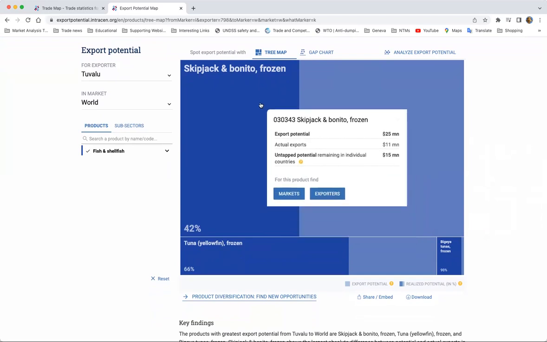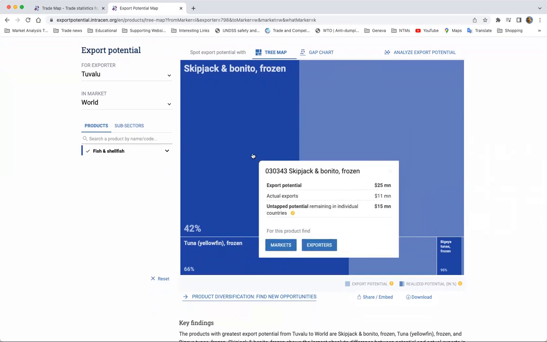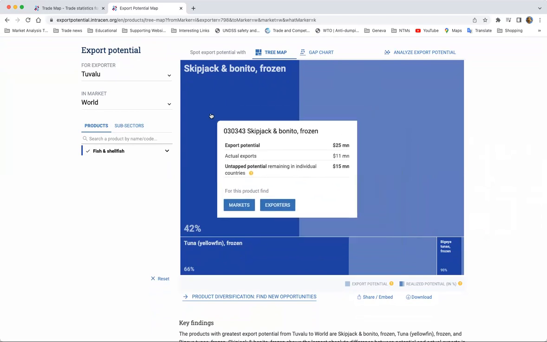The dark part is the actual exports that have happened. So if we hover over this, we get this little box. If I click on it, we can fixate it so we can move around without the white box following us. And you can see that the actual exports of Tuvalu were 11 million US dollars. Our calculated export potential was $25 million. And the untapped potential that we calculated is 15 million US dollars.